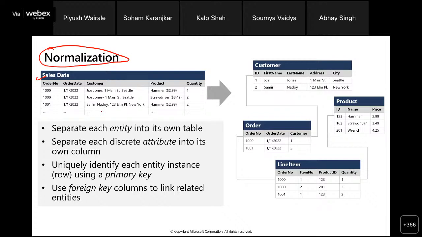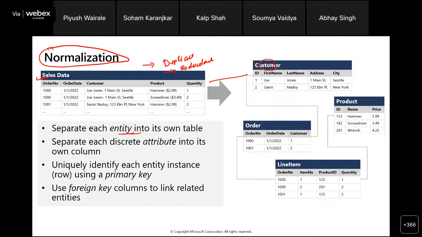So what is the normalization process? We have our data, say sales data, and we have too many columns. It will be a huge task to update any particular value, and there will be lots of duplicate and redundant values. So in order to avoid this duplication and redundancy, we decompose this one table into multiple tables. You can see a customer table, order table, and product table. We separate each entity into its own table.